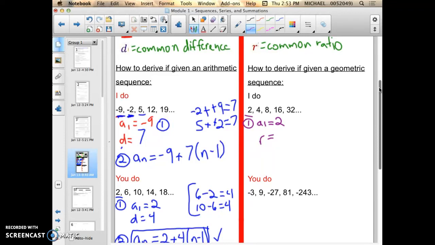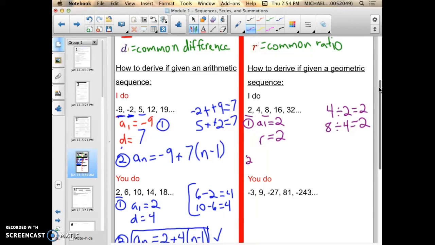The common ratio, I have to do a little bit of side math. I'm going to take the second term of my sequence, which is 4, and I'm going to divide it by the first term of my sequence, so the term before it, which is 2. 4 divided by 2 is 2. Let's just check that math. Now I'm going to move on to the third term in my sequence. 8 divided by the term before it, the second term, which is 4. So 8 divided by 4 is also 2. They're the same, so I know that my common ratio, or r, is also 2 in this case. So I'm done with the first step.